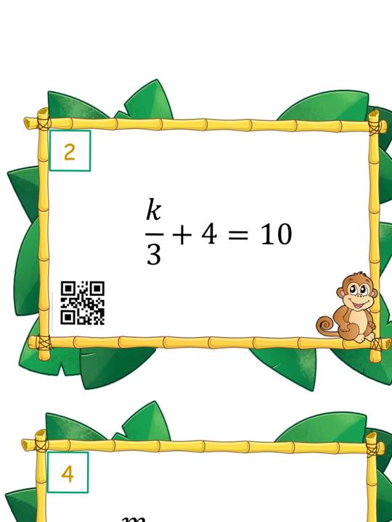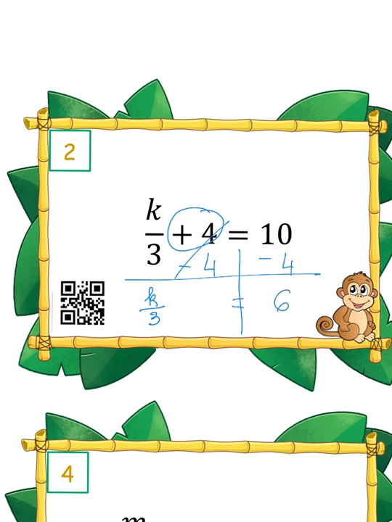Number 2, draw the line. My constant is 4, so I need to take 4 away on both sides. Whatever you don't use, you put it down. So plus 4 minus 4 is 0. 10 minus 4 is 6.